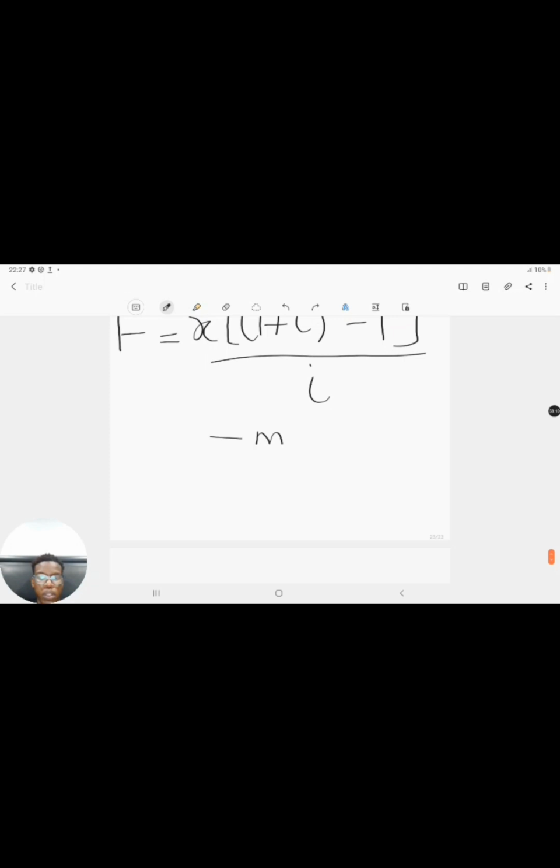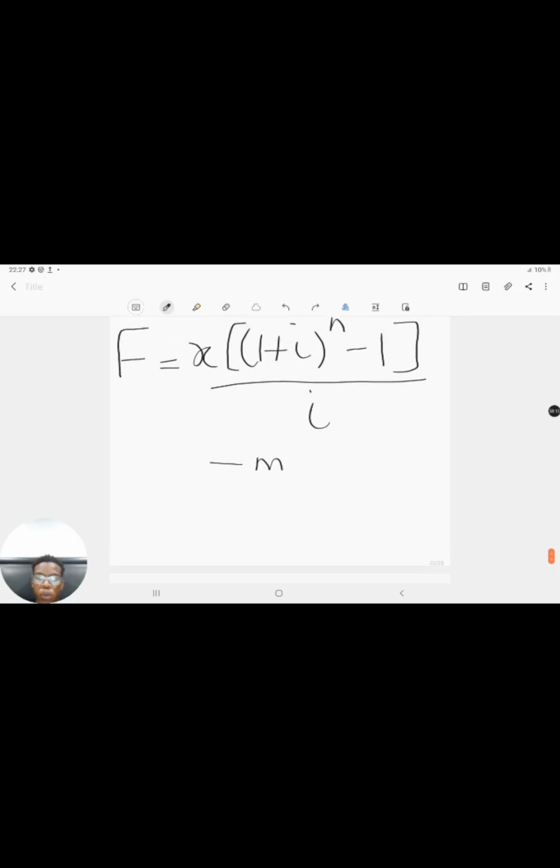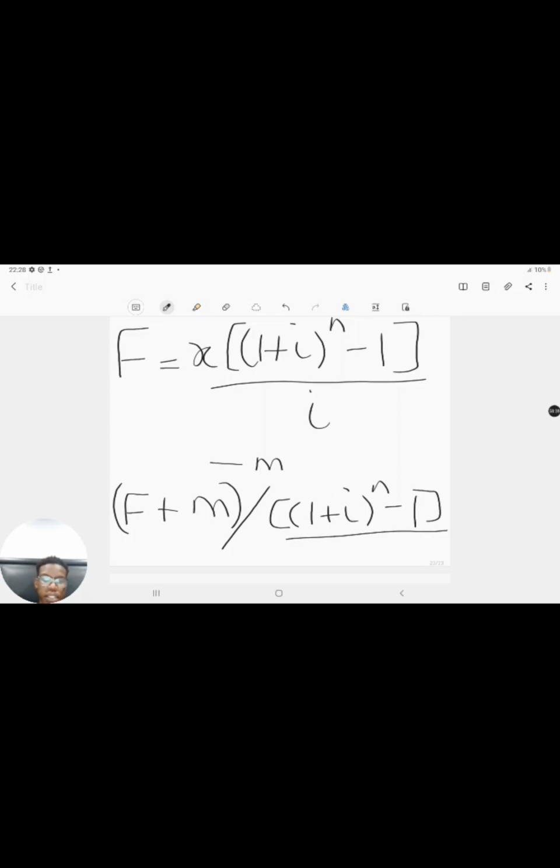We are going to do this. We're going to take the F, that's that F there, plus M. This is that M there. It goes to the other side and it changes its sign. And then we're going to divide this entire thing by 1 plus i to the power n, minus 1. I'm just making X the subject of the formula.